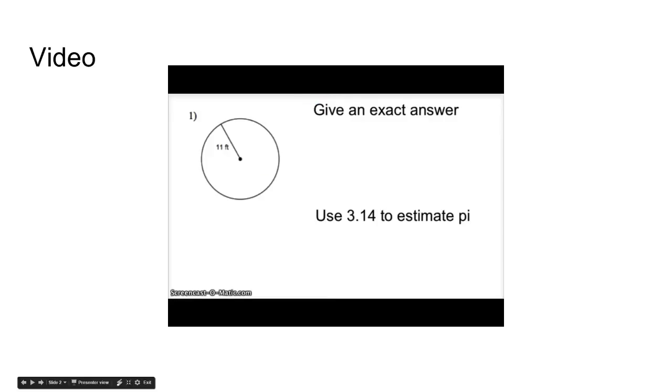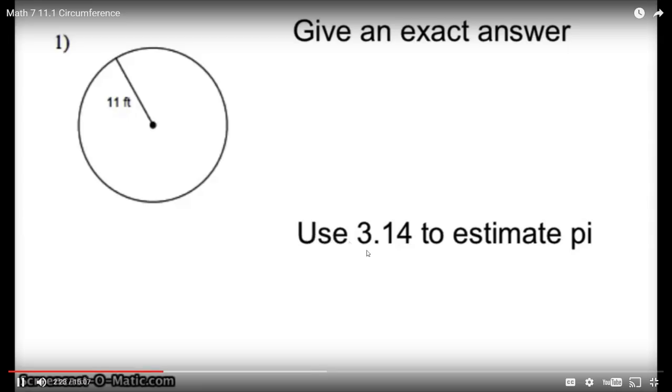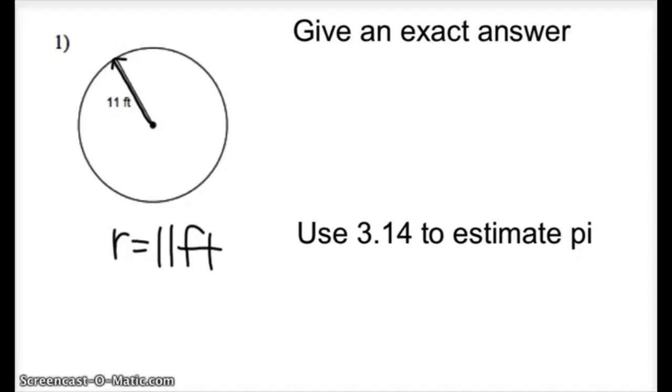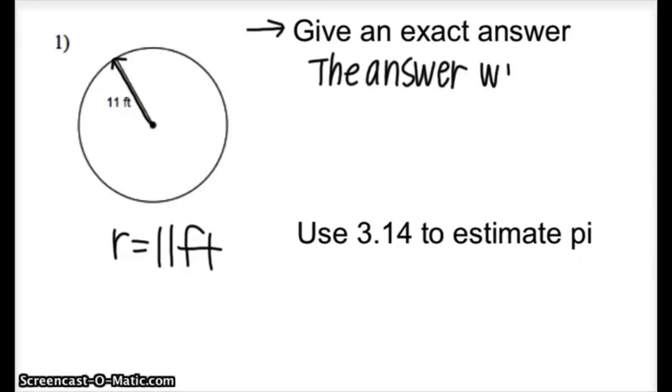The first example is the circle with a radius of 11. So r equals 11 feet. I know that it's a radius because it starts at the middle and goes towards the edge of my circle. There are 2 ways that we can answer this using 2 different formulas. The first one is to give an exact answer. And when I give an exact answer, the answer will include pi. You're going to see pi in my final answer.